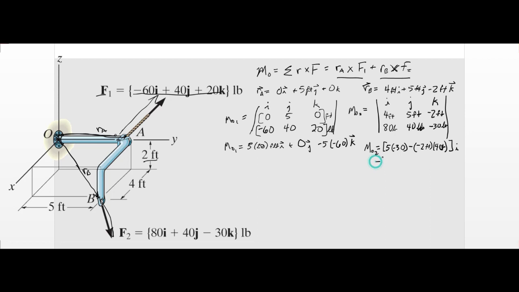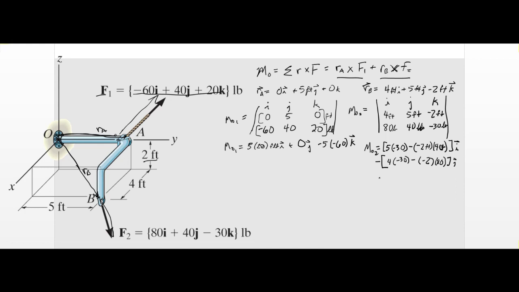Then we have negative, and we're going to have the J direction next. So that's going to be J, 4 times negative 30, minus negative 2 times 80 for the J.